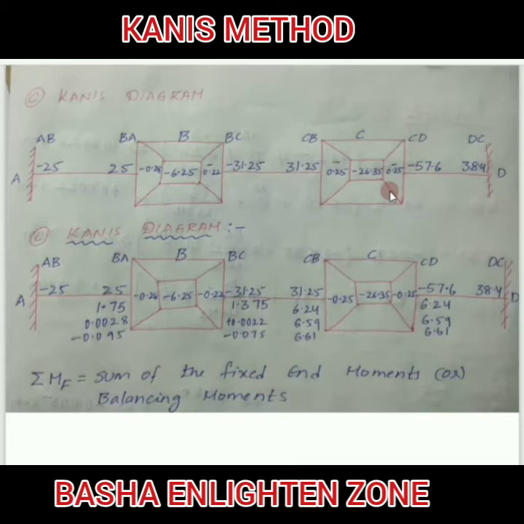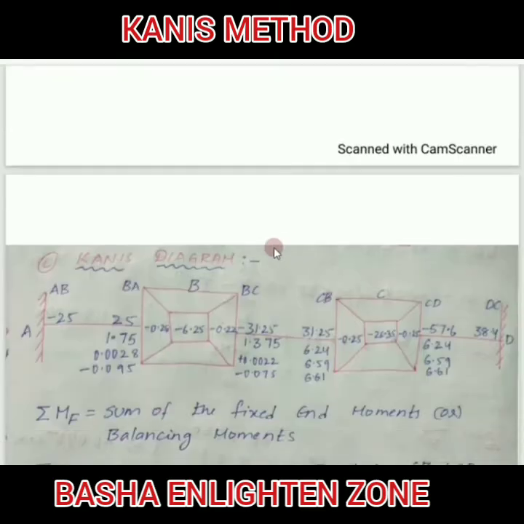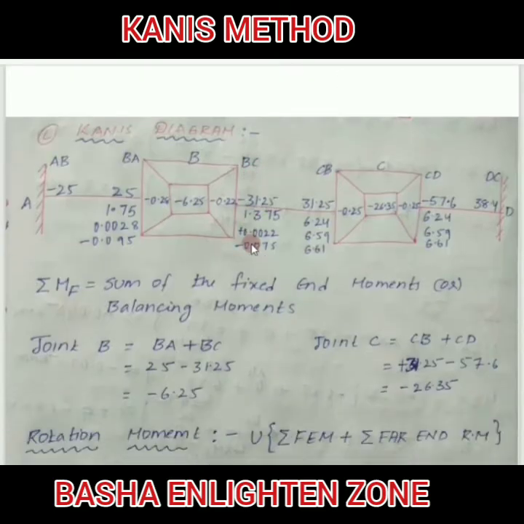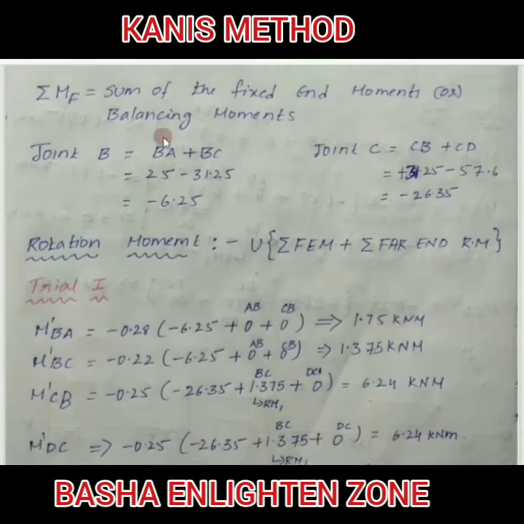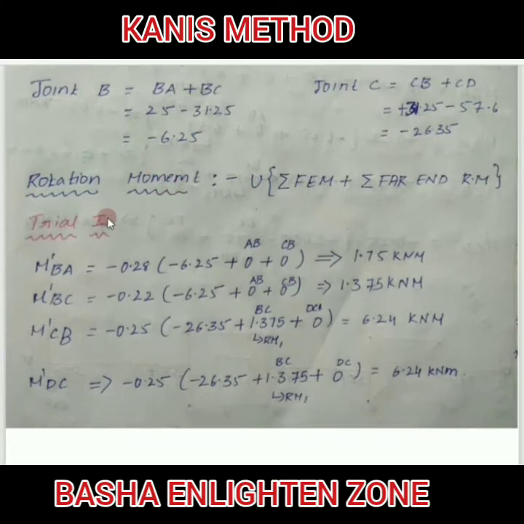Okay friends, then I am going to the first step. So see here, that is the first trial. Already I explained all these things clearly, how you will get this balancing moment minus 6.25 and minus 26.35. Okay, so then I am calculating rotation moments. Already I told you we are calculating rotation moment only for BA, BC, CB and CD. So what is the rotation moment formula? U into sum of the fixed moments plus sum of the forend rotation moments.